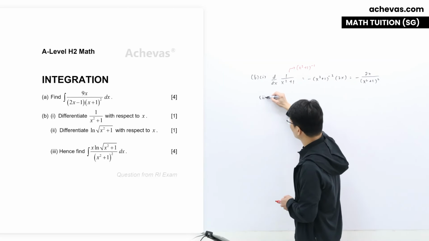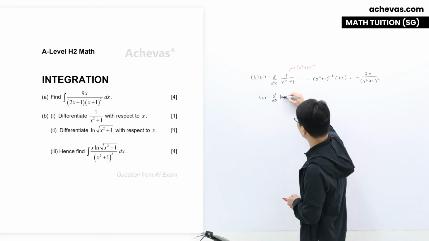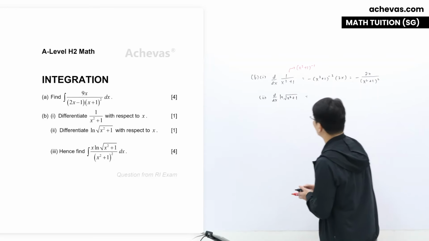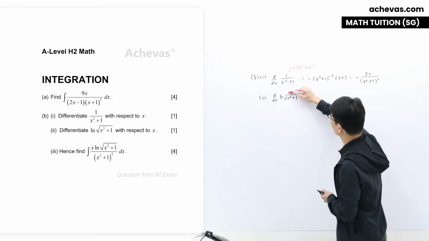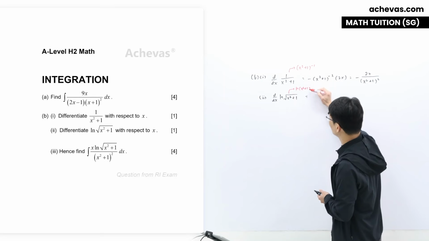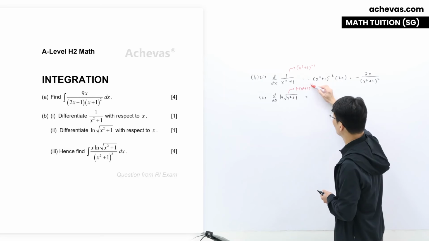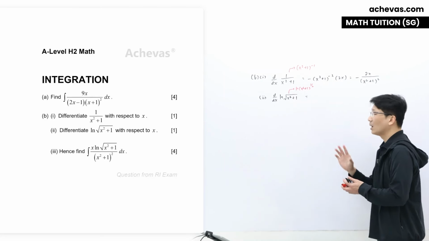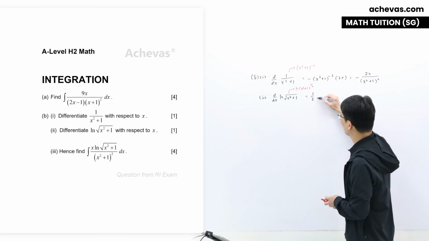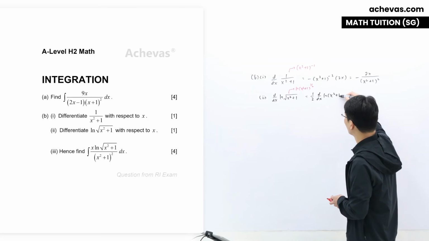Part 2 is asking us to do a differentiation of another expression, which is ln square root of x squared plus 1. I'm going to simplify a bit first to make it easier for our differentiation. So this is ln (x squared plus 1) to the power of half. And this power of half, I can just shift it down. So I end up with a half d over dx ln bracket x squared plus 1.